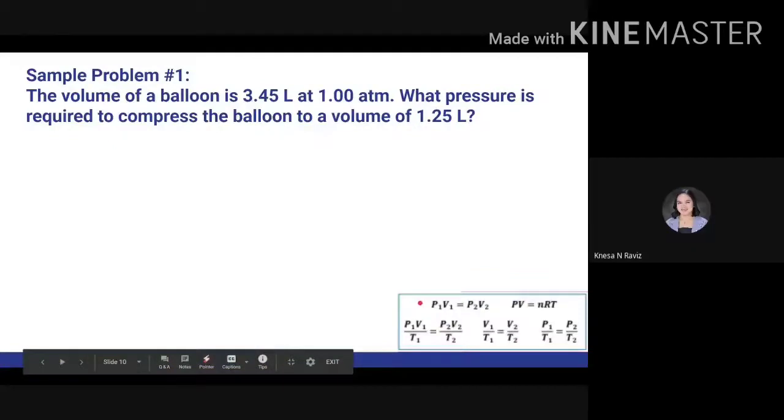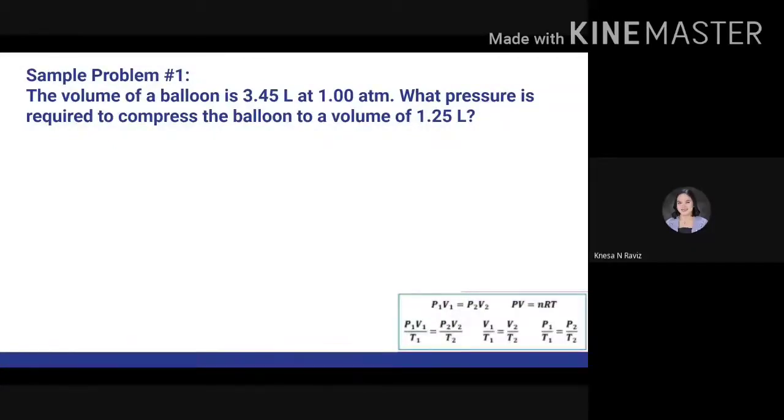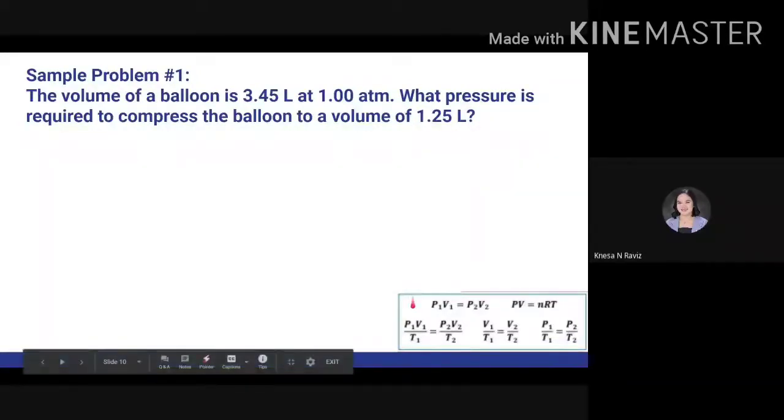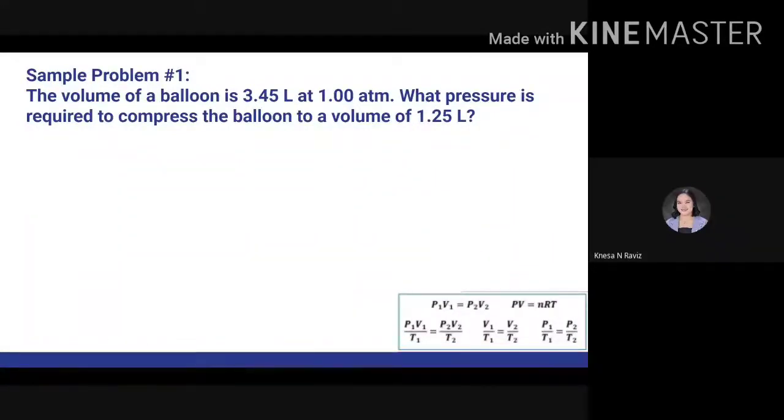For our convenience, I have placed all the gas law equations here on the lower right side of this slide. Actually, it doesn't matter if you don't remember the name of the gas law, as long as you know which equation to use for a particular problem. And I hope to be able to show you how.